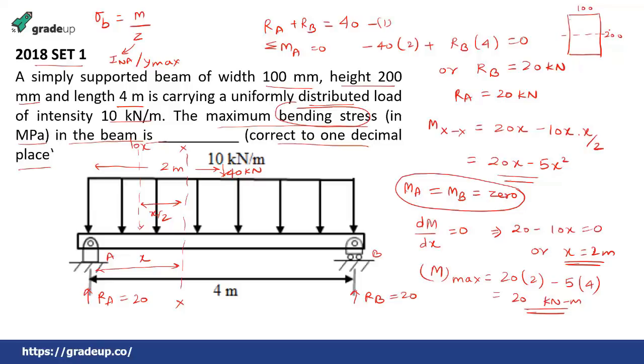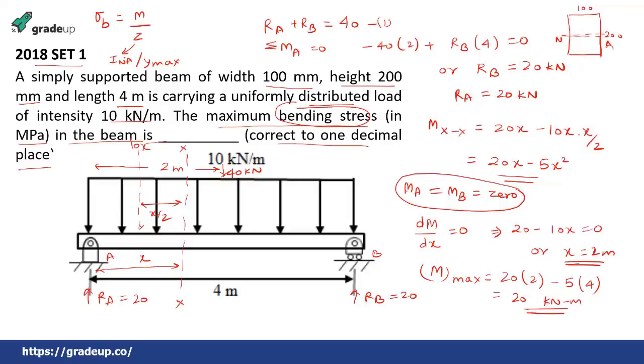Now see one important thing to be noted here: this bending is occurring on a vertical plane. So if this is the beam, this is the cross section of the beam. This length will be 100, this will be 200, and the bending will occur in a vertical plane. So the axis perpendicular to that will act as the neutral axis. This will be the neutral axis in this case.